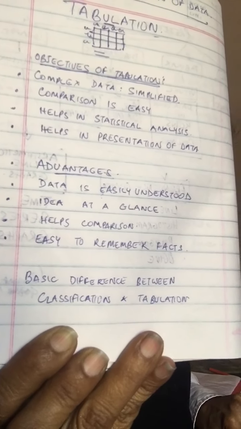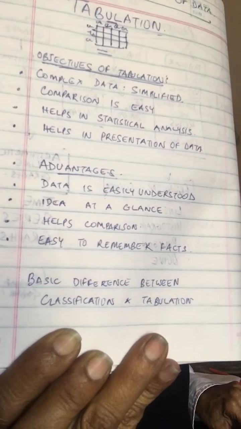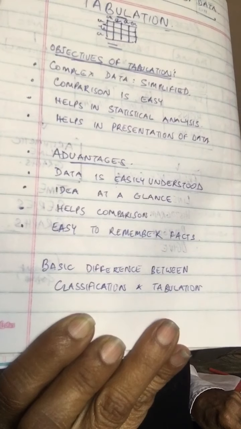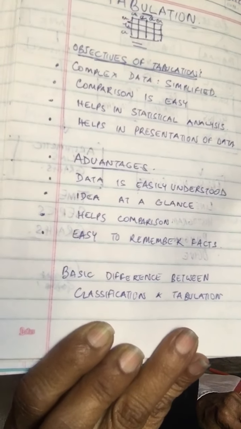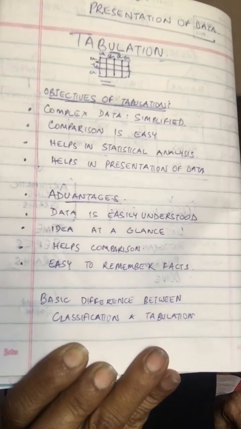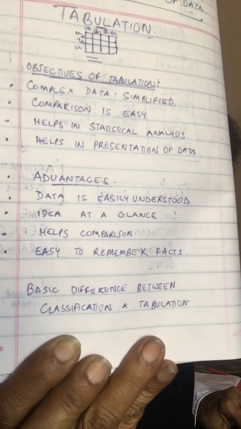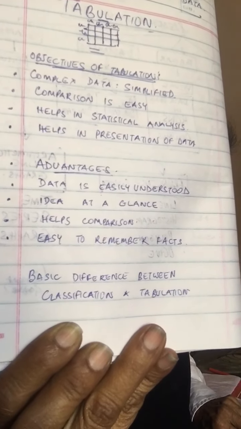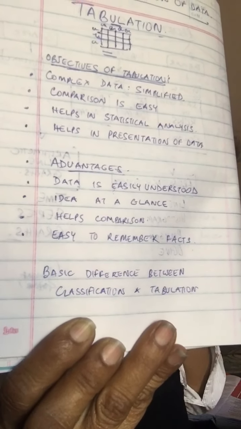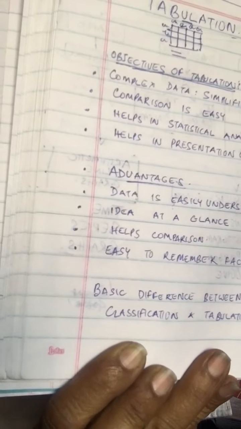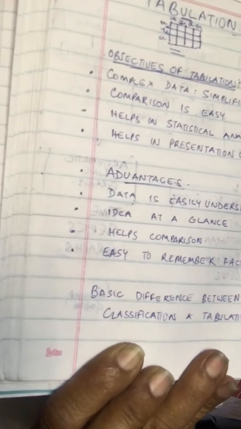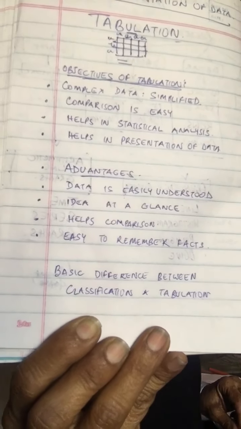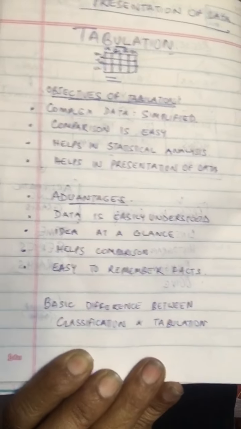Then another objective is that it helps in the analysis and interpretation of data. So it helps to compute different statistical measures such as averages, dispersion, correlation, etc. Once you put it in a tabular form, it becomes simpler. And then of course, let me reiterate that it facilitates the presentation of data. That is, in diagrams and graphs, when you have it well tabulated, it becomes very simple to present data into graphs and diagrams.